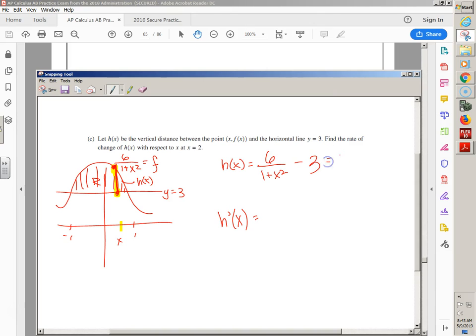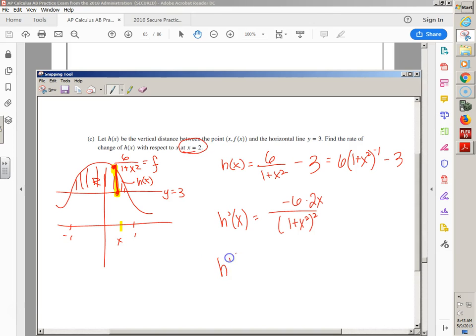If I were you, just because I like chain rule better than quotient rule, I would have rewritten that to be to the -1 power. Pop down to get a -6, subtract 1 to get a -2, or this guy squared in the denominator. Just don't forget your u prime. And derivative of 3 is 0. What are they saying as far as what about h prime, or the rate of change of h?